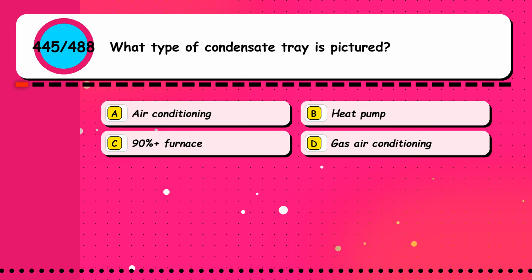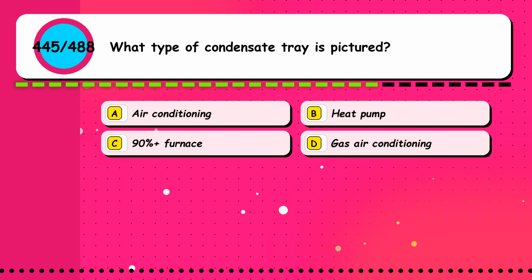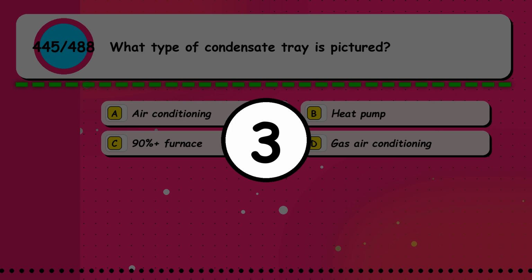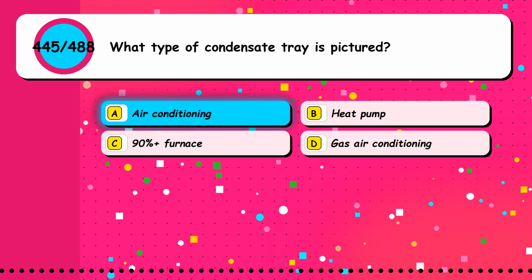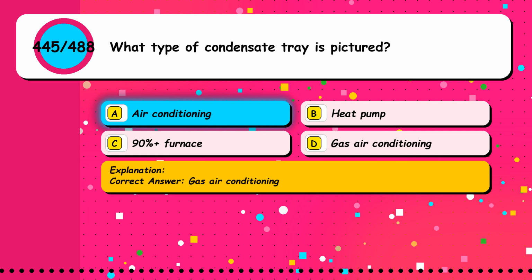Question 445. What type of condensate tray is pictured? Option A, air conditioning. Option B, heat pump. Option C, 90% plus furnace. Option D, gas air conditioning. The correct answer is option D, gas air conditioning.